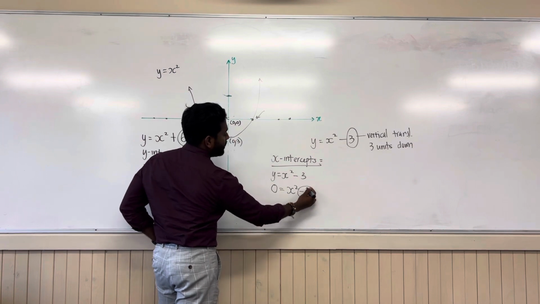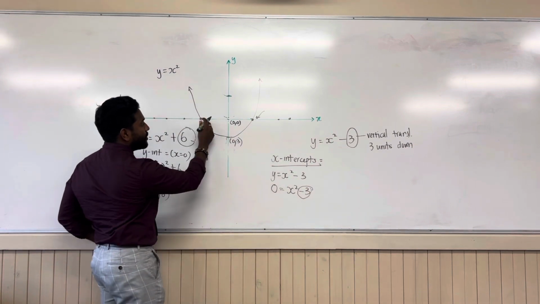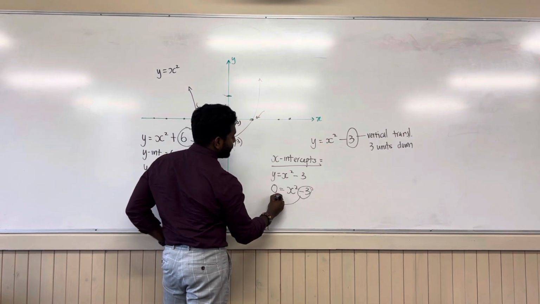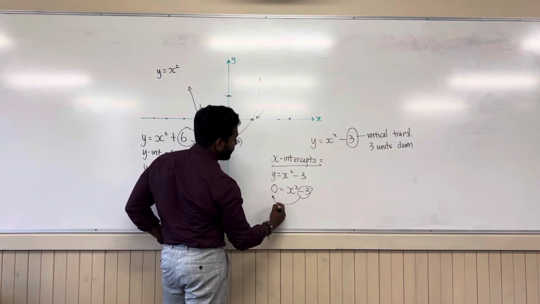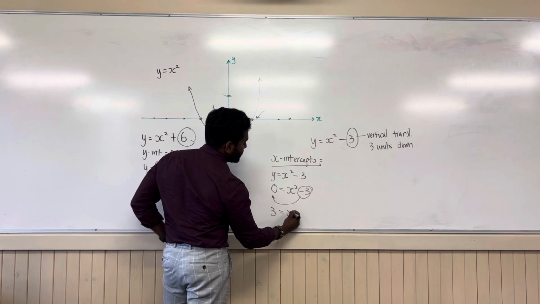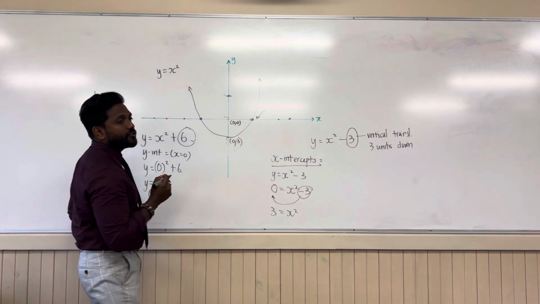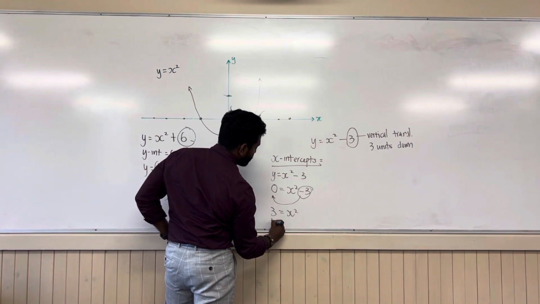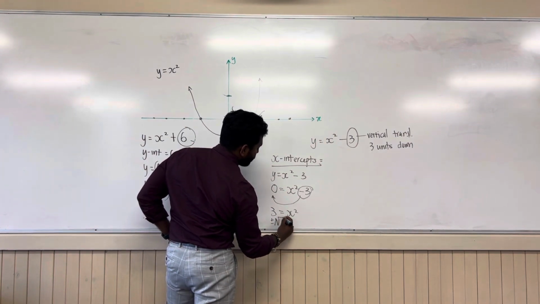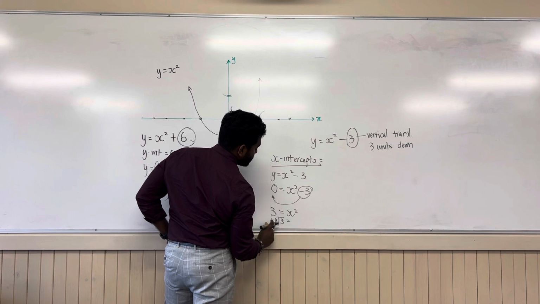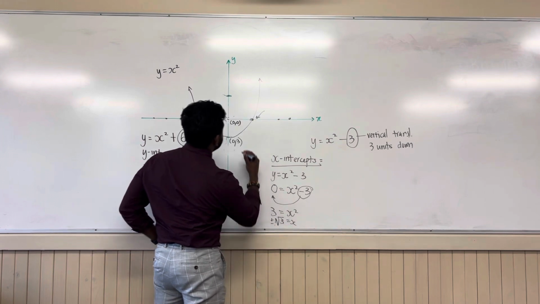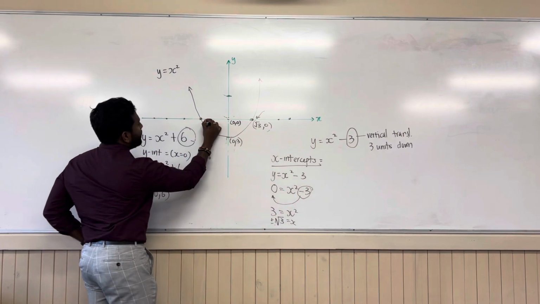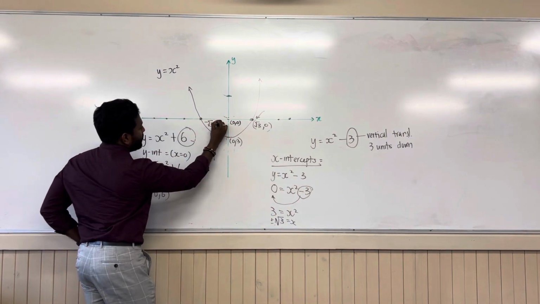Okay, now we need to solve for x, because we're trying to find out our x-intercepts. Doing this by hand, we're going to move this here. We're trying to solve for x. That's going to be positive 3 is equal to x squared. How do you solve x on its own? You've got to get rid of the squared. Therefore, it's plus or minus square root of 3 is equal to x. So it's going to be root 3, 0 and negative root 3, 0.